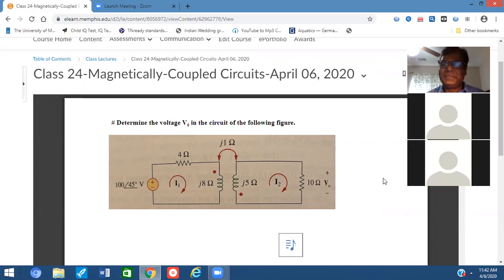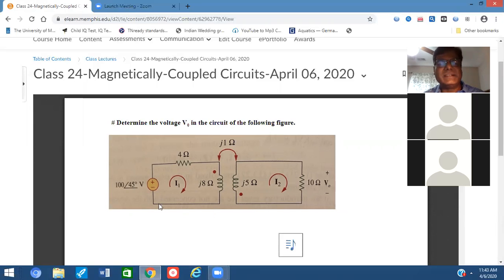It was not coming. Anyway, everybody, you see that last class we started discussion about magnetically coupled circuits. Today we'll be looking at an example. So everybody see the problem is: determine the voltage V naught in the circuit of the following figure.